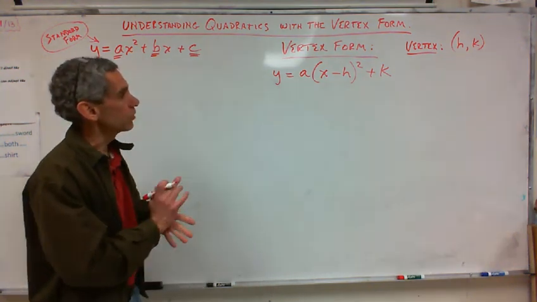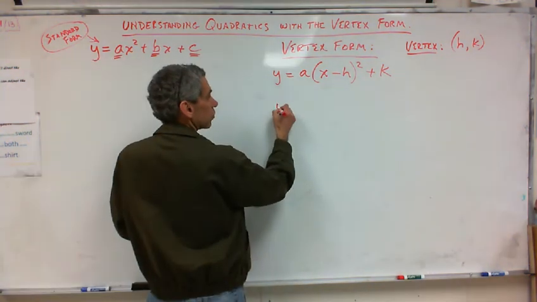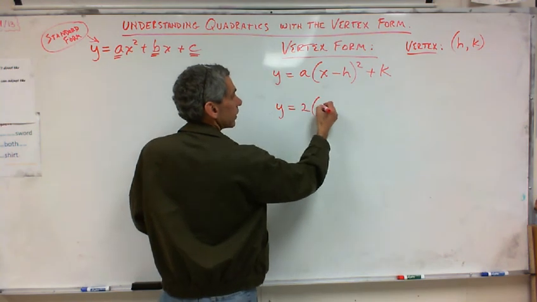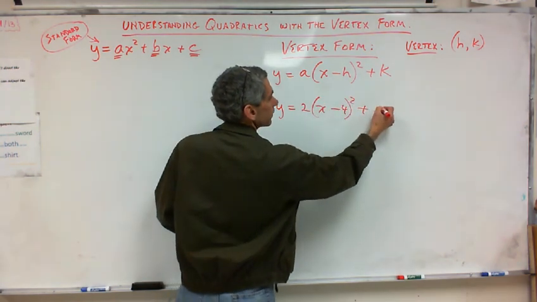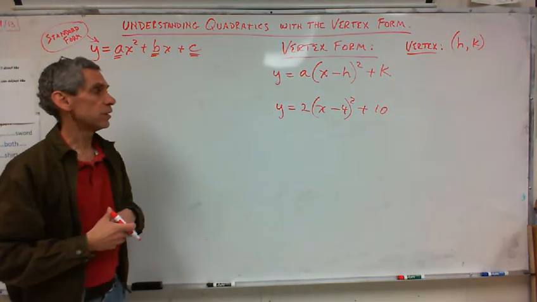So the question is, how would you tell? So let's look at this. Y is equal to 2 times the quantity x minus 4, squared, plus 10. What is the vertex?